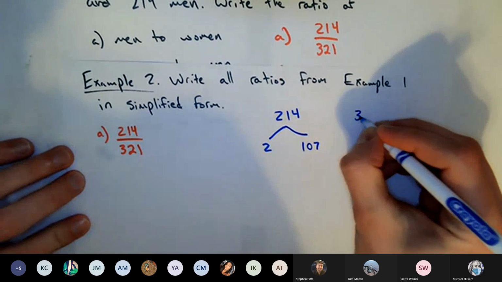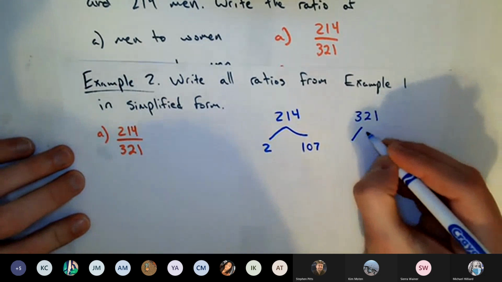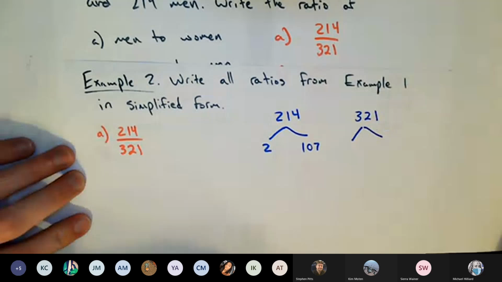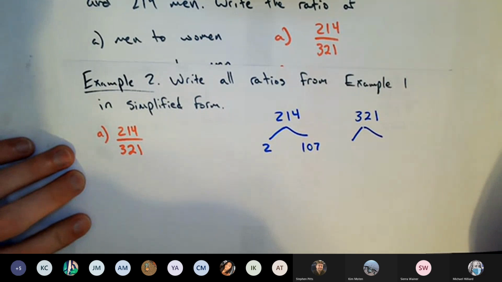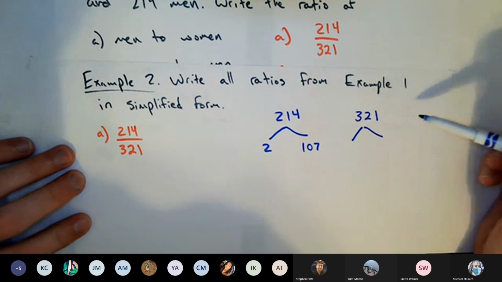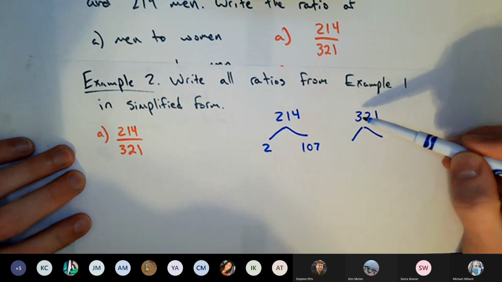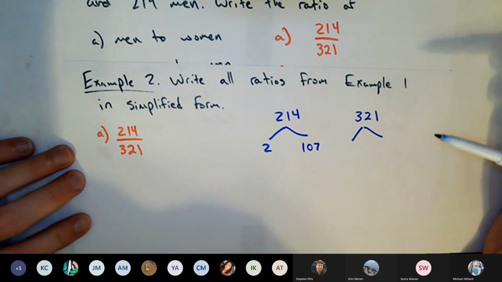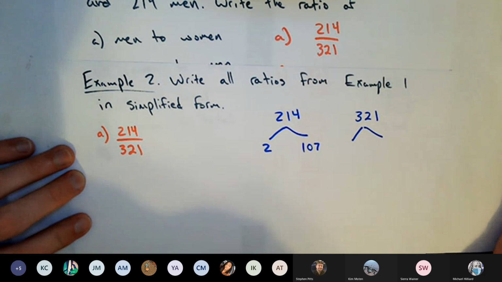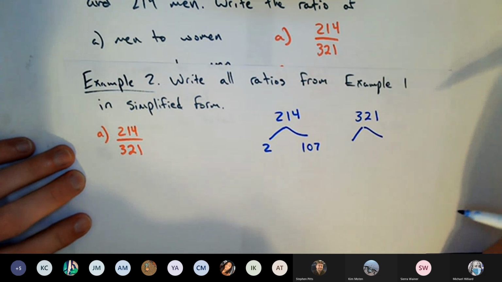Then what about 321? What number definitely goes into 321? Well, a 3 does, by that rule for dividing by 3, right? If the sum of the digits adds to something divisible by 3, then that means the overall number is divisible by 3.